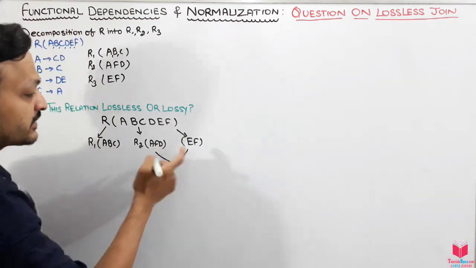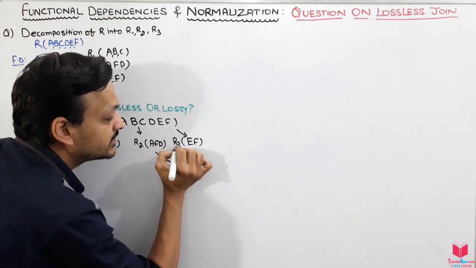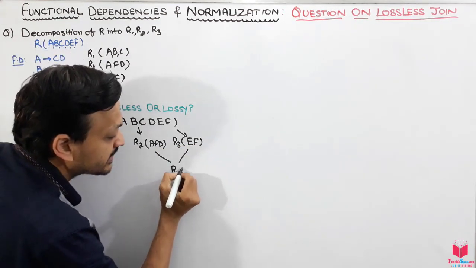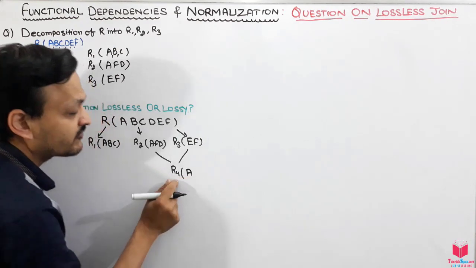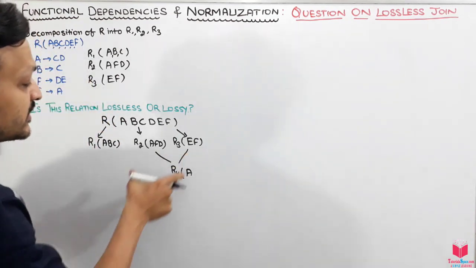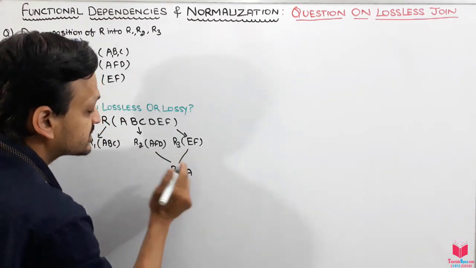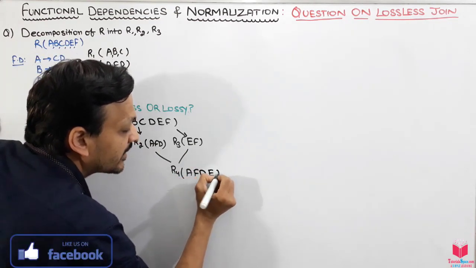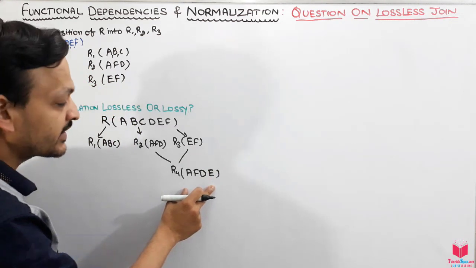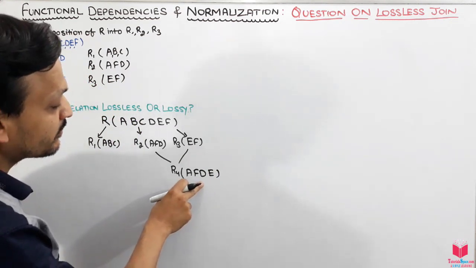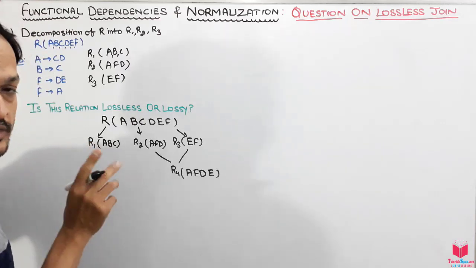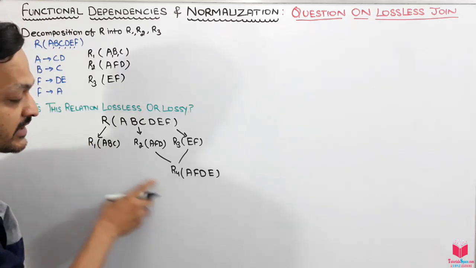Okay, so I'm taking this as R3. I'm combining these two relations and I give the result the name R4, which is the union of all the attributes of these two decomposed relations, that is A, F, D and E. F is already here, so the union will not take duplicate attributes. So A, F, D, E. Now we have two decomposed relations, that is R1 and R4.